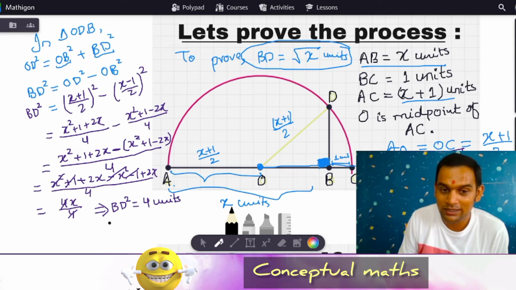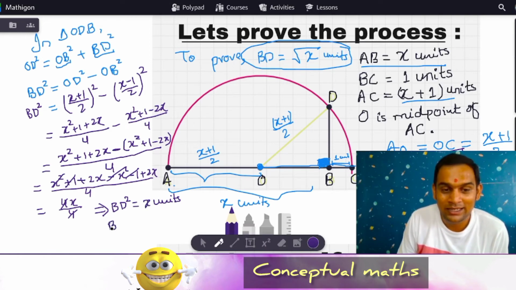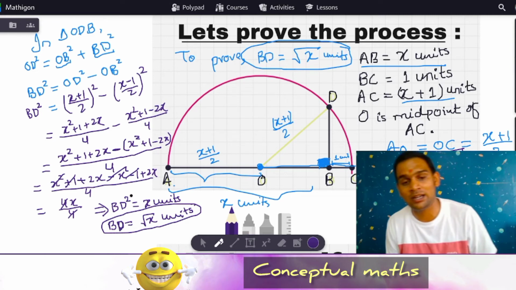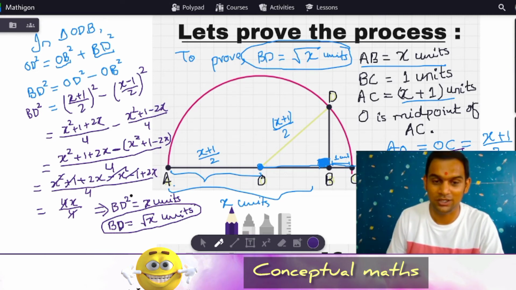What does that mean? I'm sorry. Why did I write 4 units? It's x units, right? X units. So what will BD be? BD will be the square root of x units. If you want to understand this part, go to the definition, and you will understand it very clearly. Or you can simply take the square root on both sides, so square root and square get cancelled out. We are left with the square root of x units.